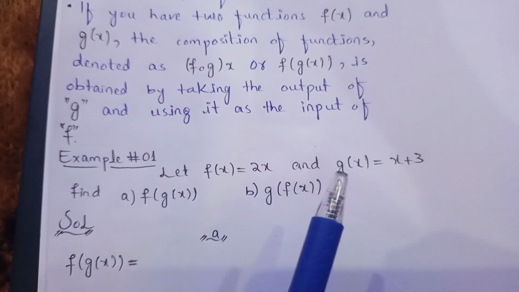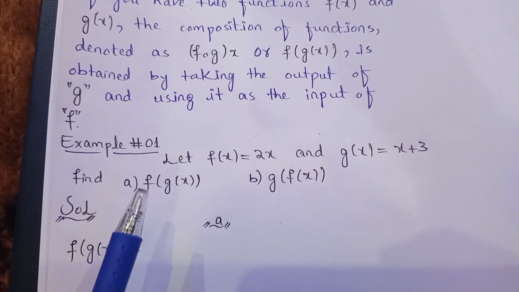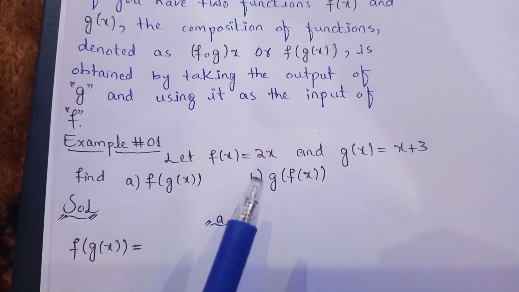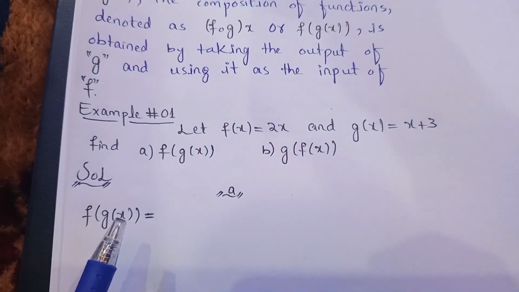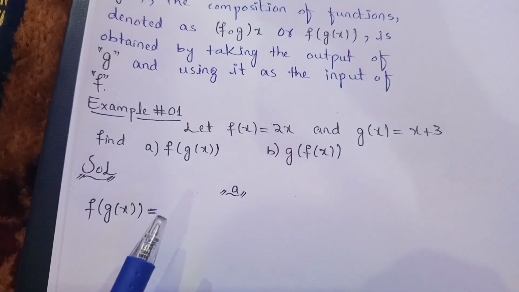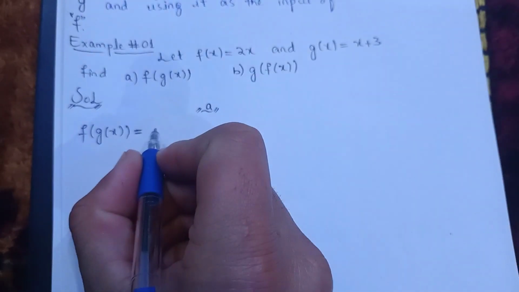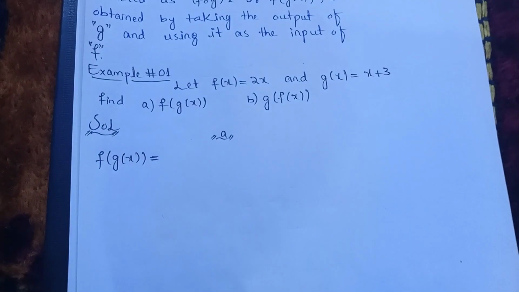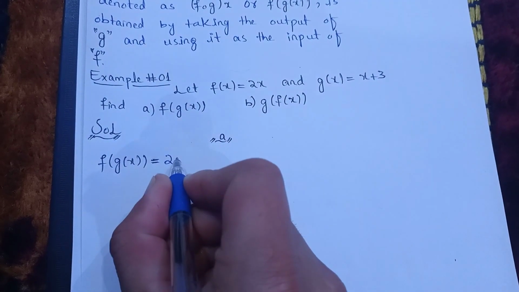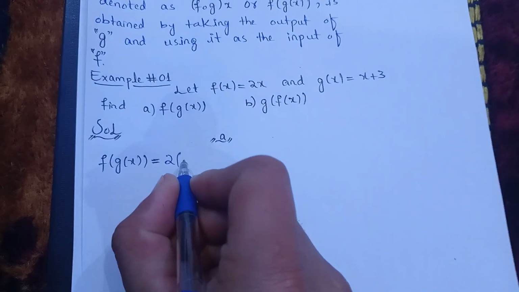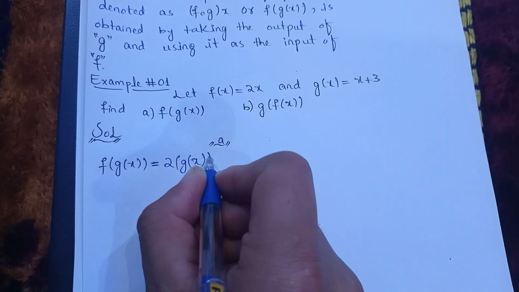Let's take the first example: f of x equals 2x and g of x equals x plus 3. We are going to find f into g of x and g into f of x. So let's start. Our first part is to find the composition f into g of x. Our f of x function is 2x, and here we are using not x but the function g of x. So we simply substitute the value of g of x in place of x.